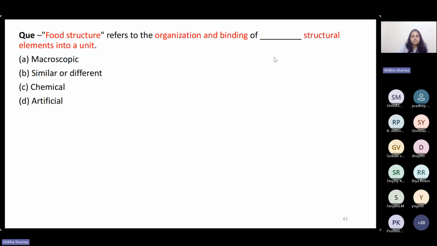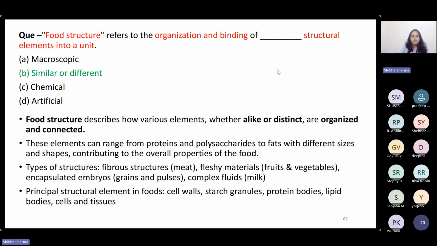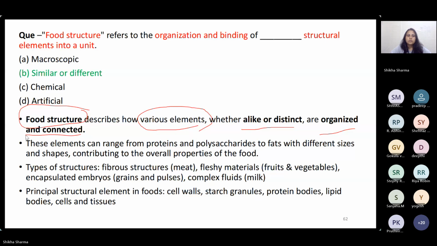Okay, let's see the answer. It's similar or different. Food structure describes how various elements, which can be similar or different, are organized and interconnected with each other in the food. These elements can range from proteins, polysaccharides and fats, which can have different sizes and shapes, which contribute to the overall property of the food.